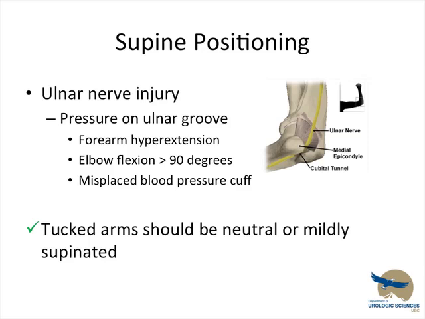There's a few considerations I'd like to briefly point out. The main neuropathy associated with supine injury is the ulnar nerve neuropathy. It results from pressure on the ulnar groove just behind the elbow. It can be caused by forearm hyperextension, elbow overflexion, or even a misplaced blood pressure cuff. That's why the recommendation is that arms, when they're tucked, should be at the neutral side, not in extremes of flexion or extension, with care taken not to have pressure on the elbow.